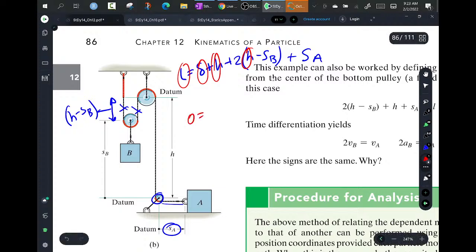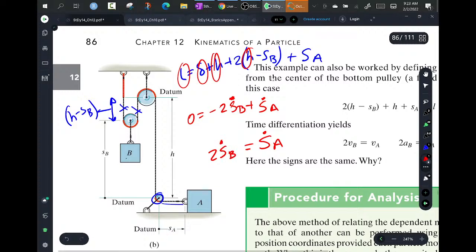And I'm going to say that if I take a time derivative, I get minus 2 SB dot, plus SA dot. Now what that means is SA dot is equal to 2 SB dot. Now, think about it logically, does this make sense?